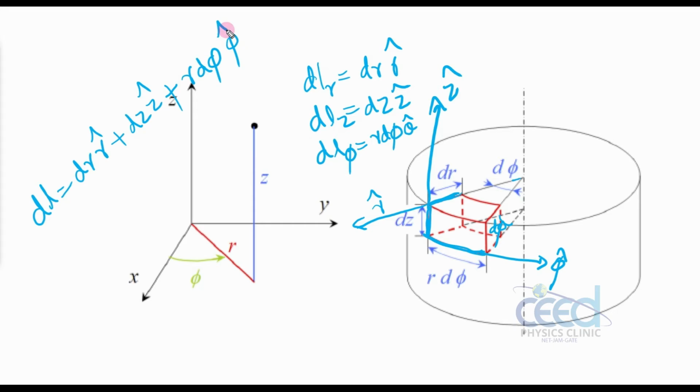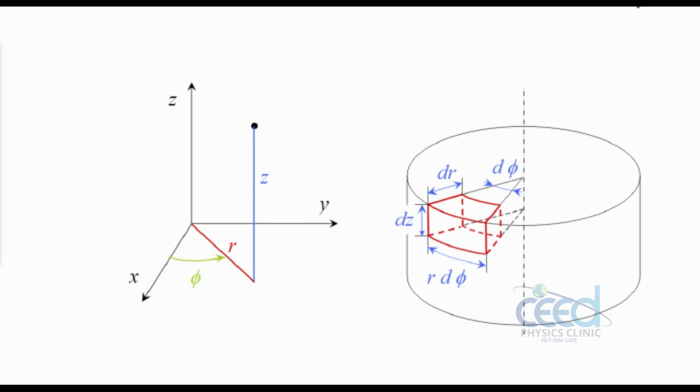This is the length representation in cylindrical polar coordinates. Similarly we can represent the area and volume. So let us go to how we can represent area and volume. Here you can see an area element created on the surface. What is its direction? It is in the r direction, r is increasing like this, so I can give the direction as r cap.